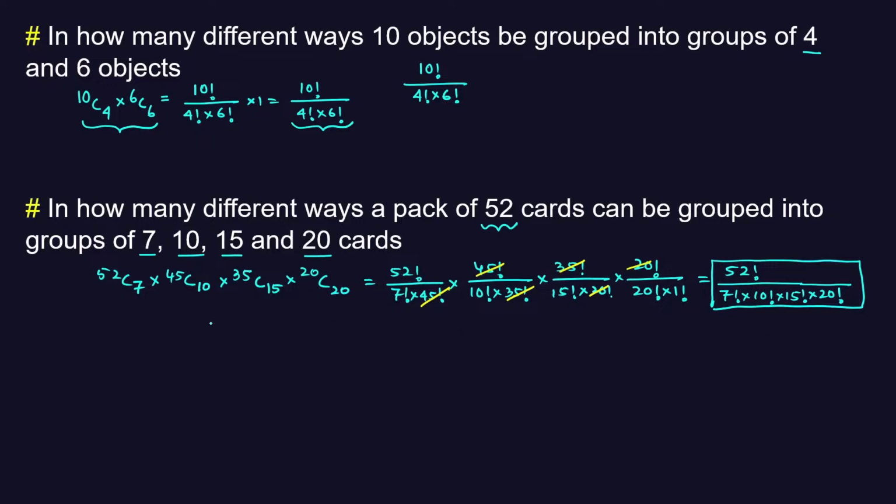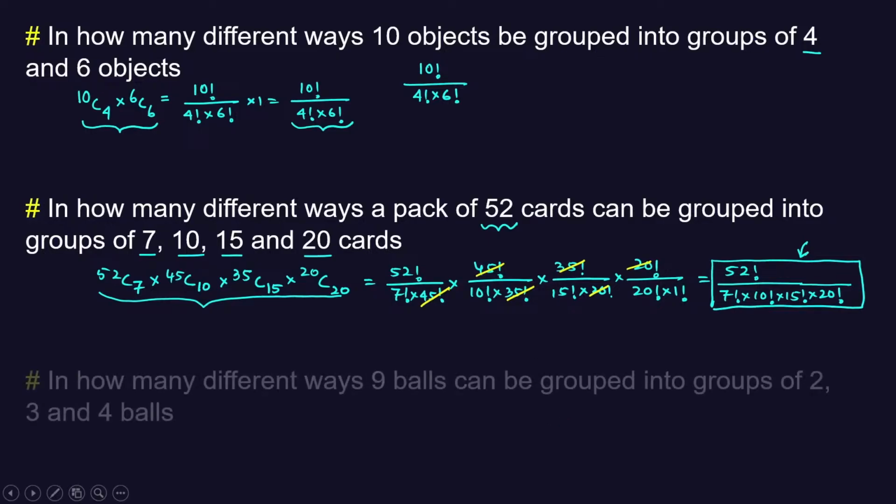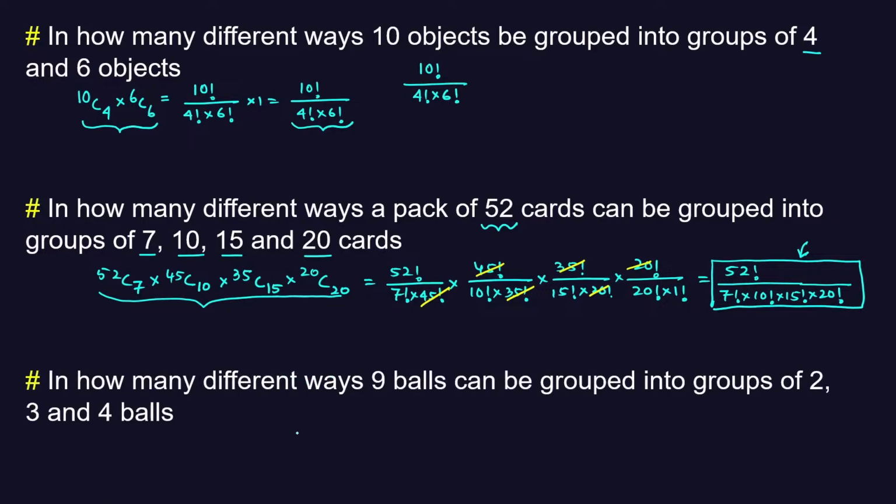That's it. So either you can start your problem in this way or you can write this thing directly. Okay, let me take another example. In how many different ways can 9 balls be grouped into groups of 2, 3 and 4 balls? So this can be arranged. You can do it by C. No problem, but what I'm trying to do is write this answer directly.